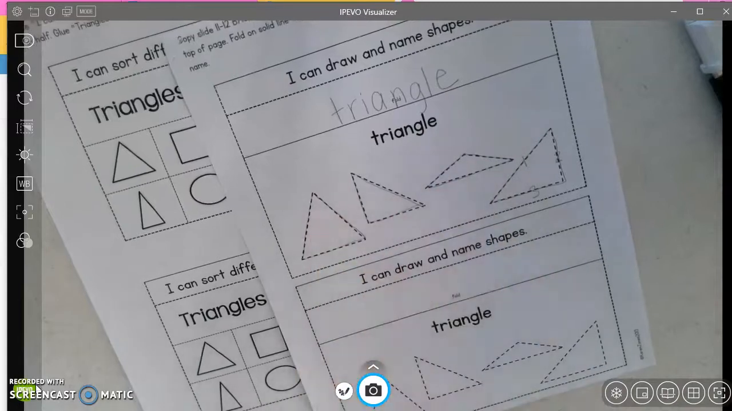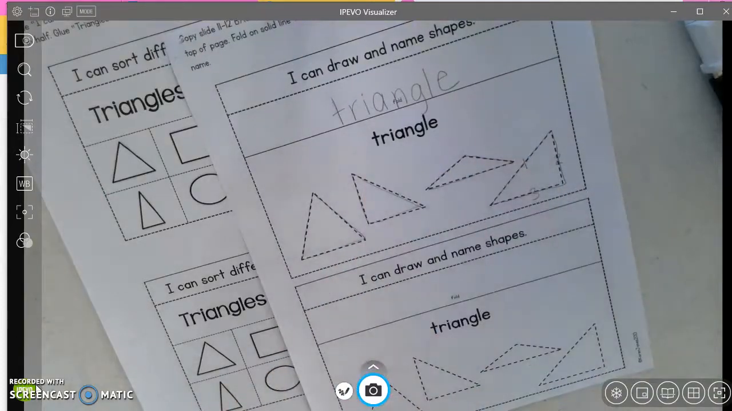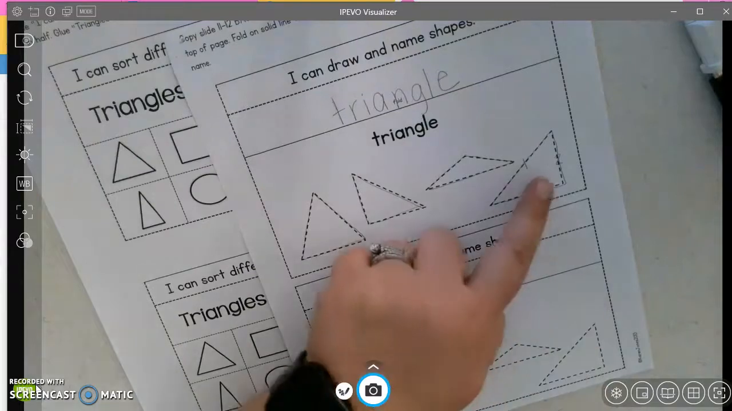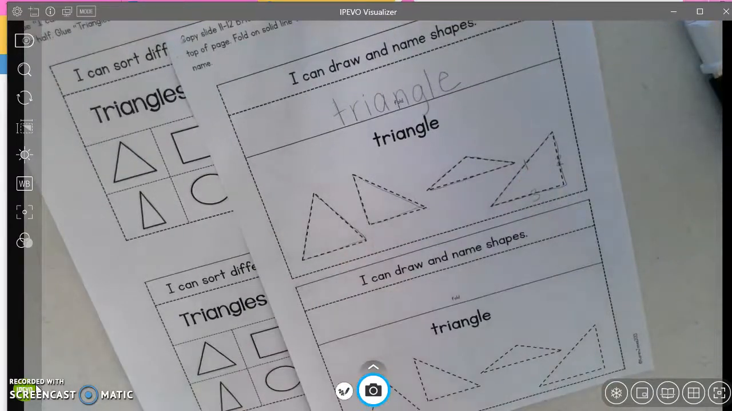But these triangles are still 2-dimensional, so remember that means that they only have 1 face right here. They only have 1 face. I can't turn it sideways. I can't flip it over. It only has 1 face.